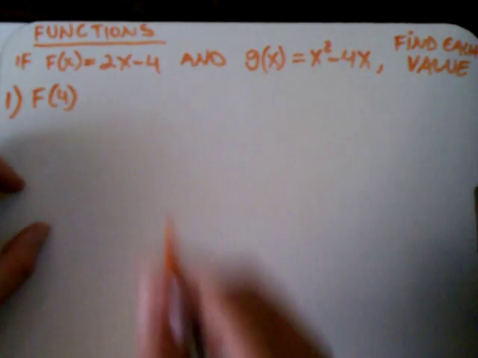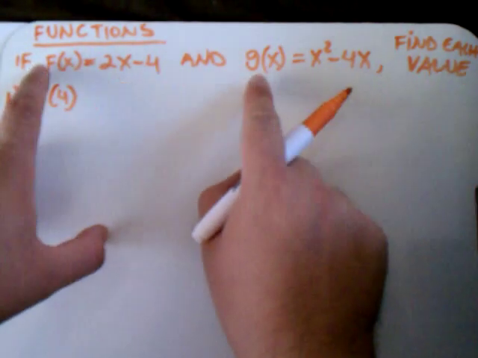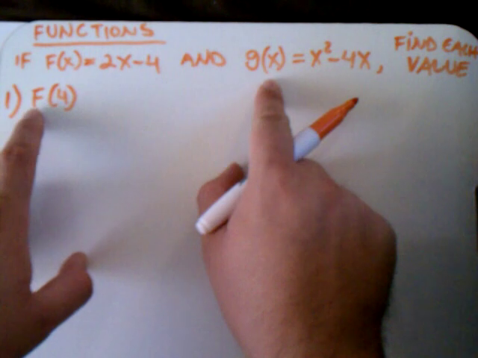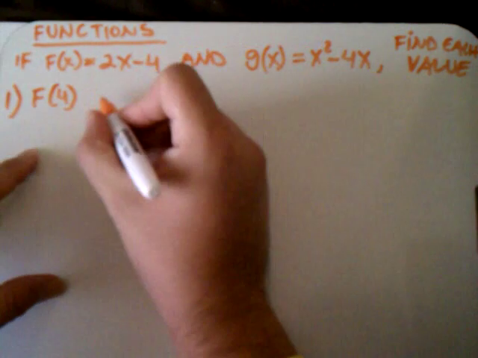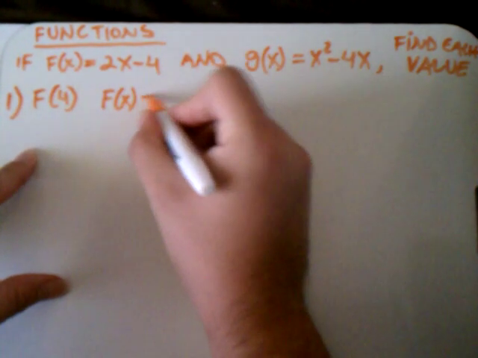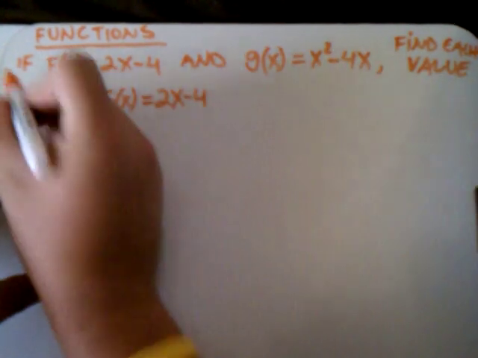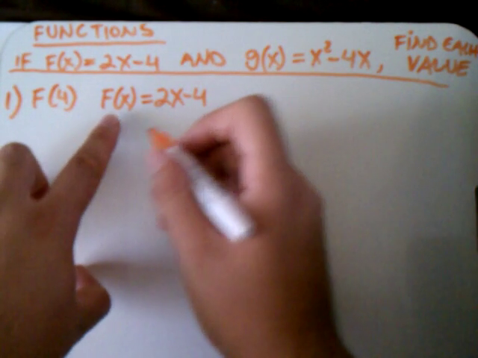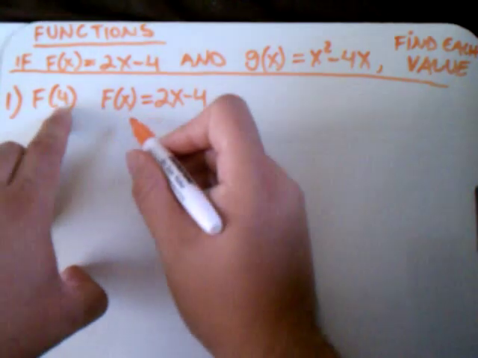This is super easy. You have two equations. You have f of x and you have g of x. This one they're telling you f of 4. So that means we're going to use this equation here. F of x equals 2x minus 4. Let me do a line here so we don't get confused. Okay? Instead of f of x, we're going to use f of 4.